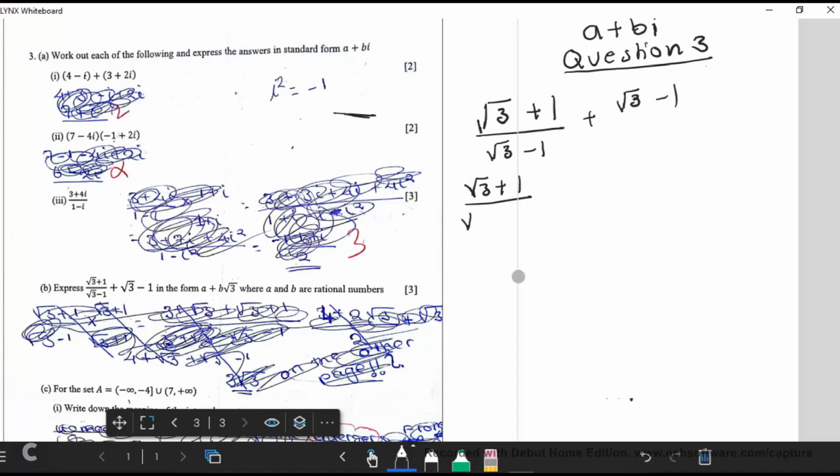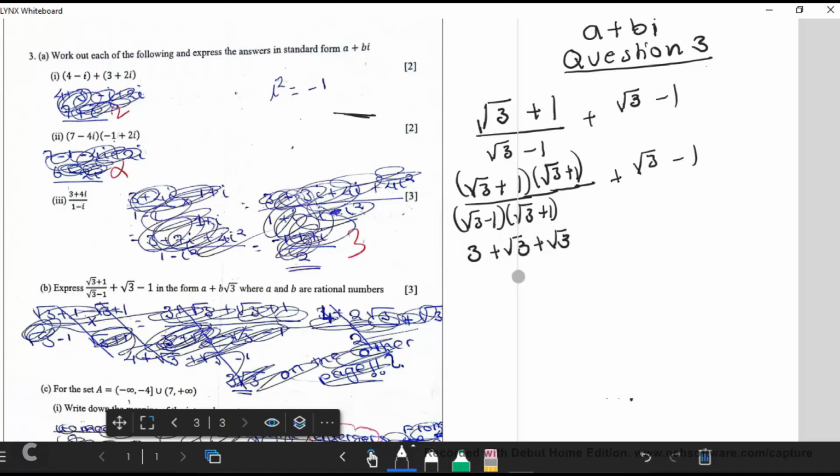Over root of 3 minus 1. So what's the conjugate of this? This is root of 3 plus 1, and the conjugate is root of 3 plus 1, like that, plus root of 3 minus 1. This one times this one, the answer will come out to be 3. This one times this one, that is root of 3.